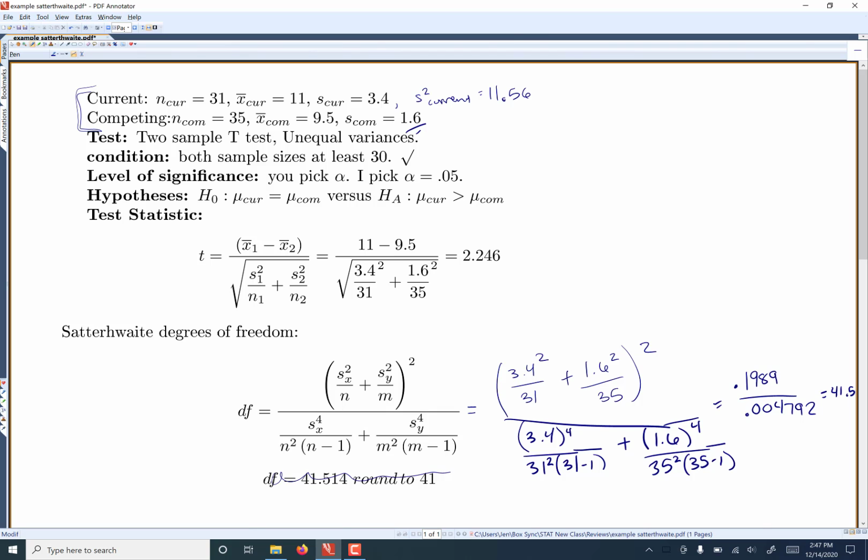Now keep in mind, on the exam, I won't actually make you do this because there are so many places you can mess up, and I understand that. So if it has to be Satterthwaite, I would give it to you. If it's going to be like equal variances, that's simpler. You can do that by yourself. But if it's going to be Satterthwaite for the unequal variances, I would just say use this degree of freedom.